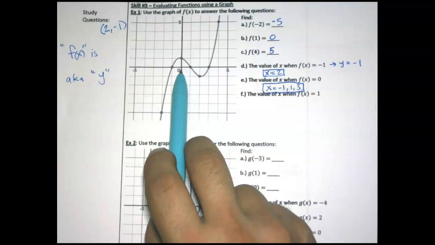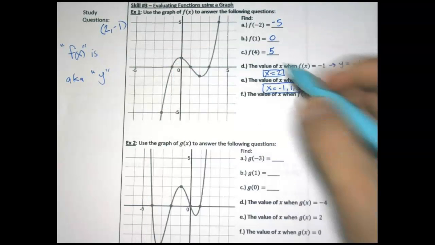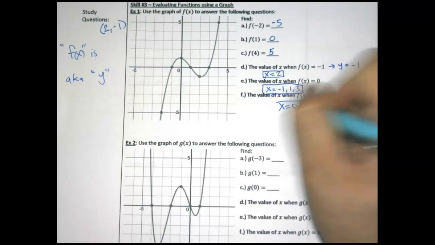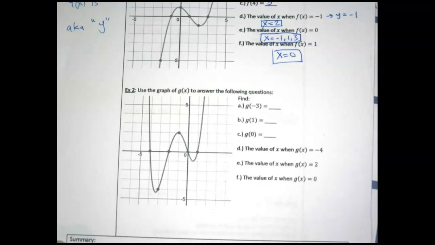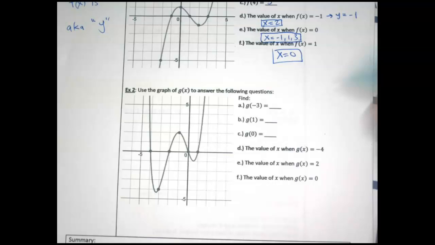So again, where f of x equals 1 is here and x is 0 there. Same thing on this one. So I'm going to use the graph to find these values of whatever's requested.